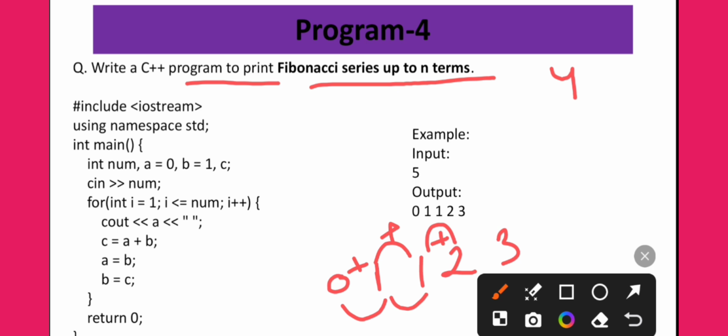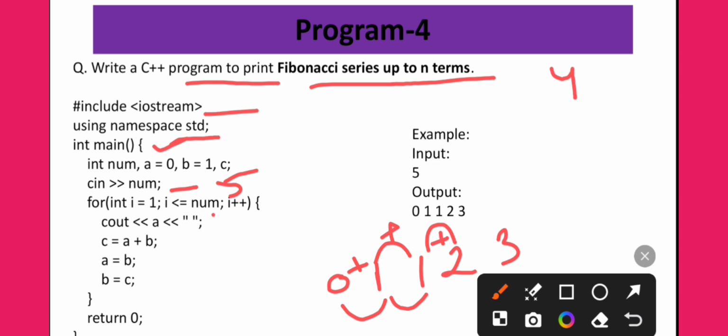So we can try this code. Initially we write the header file, then the standard keyword, then we start the program with int main. Initially we take the variables a is equal to 0, b is equal to 1, and c. Then we ask the user for the number of terms. For example, he has entered 5. Then we use the for loop. We start from 1, go up to num, and i plus plus.